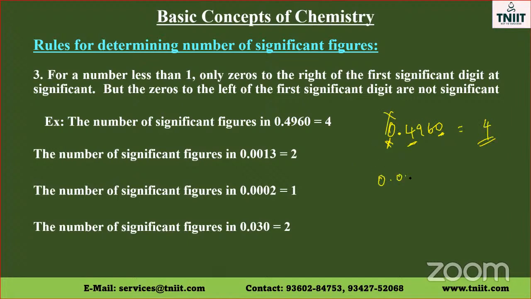Similarly here, 0.0013, the second example. The first significant digit is 1 here. The statement clearly says the zeros to the left of the first significant figure, these zeros, are not significant because they are on the left. So the number of significant figures here is only 2: 1 and 3.